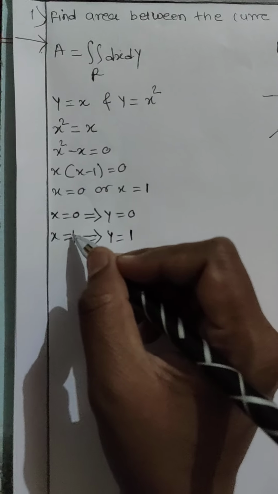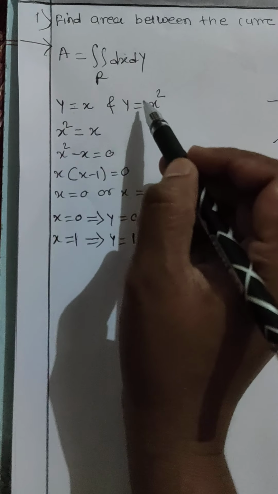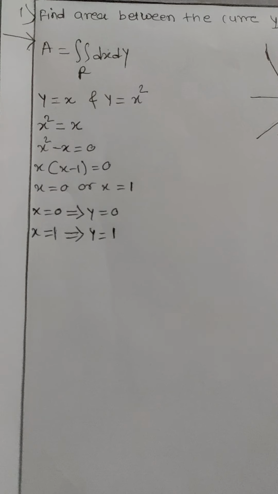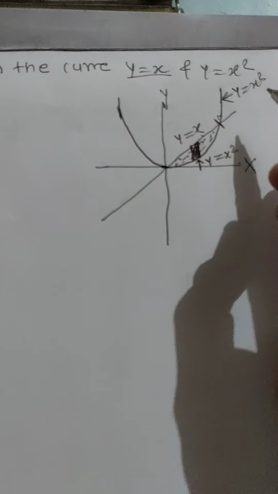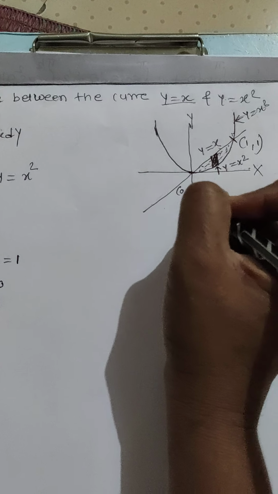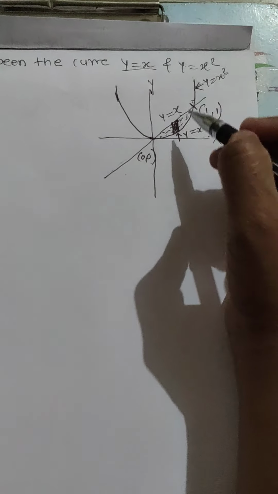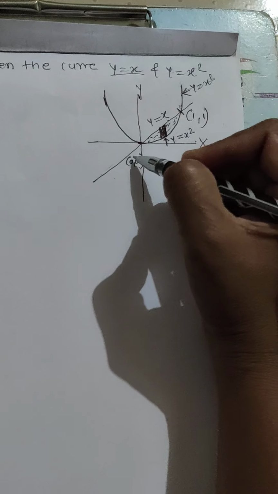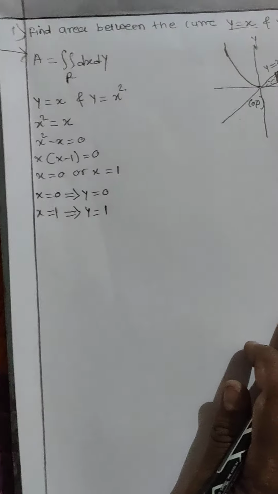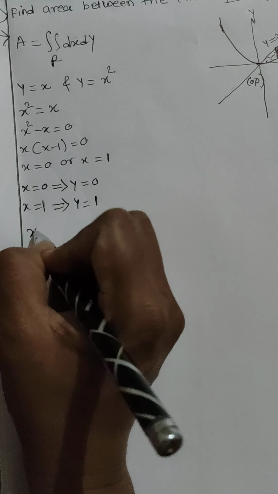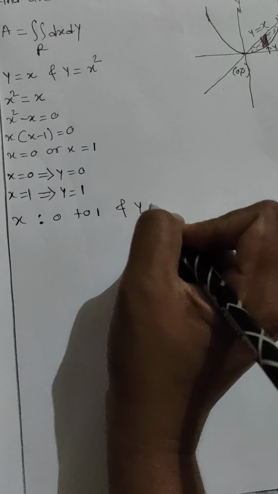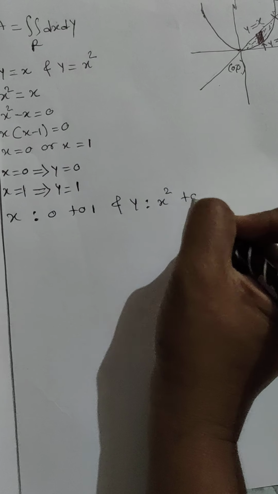You can put x equal to 0 and x equal to 1 in any one equation and find the corresponding value of y. So two points are given: the first is the origin and the second is (1, 1). This point is (1, 1) and this point is the origin (0, 0). So what are the limit points for x? The coordinates of x are 0 and 1. In our example, the limit points of x are 0 to 1, and the limit points of y are x square to x.